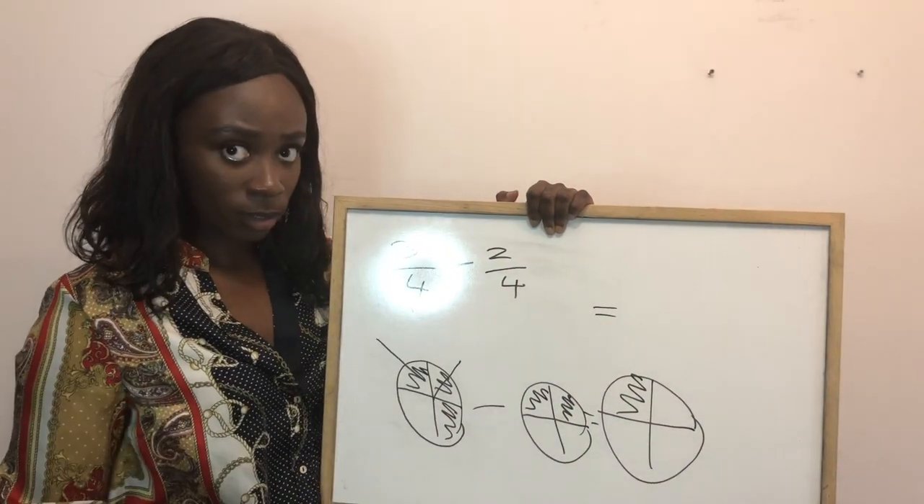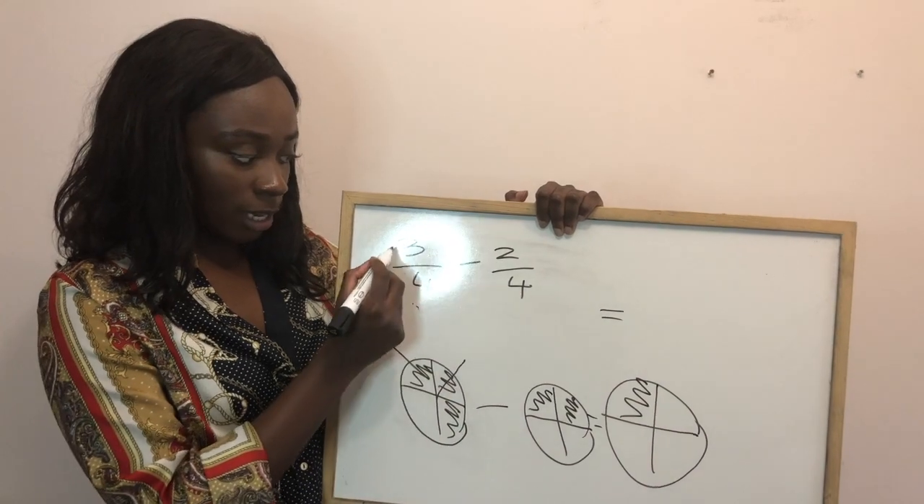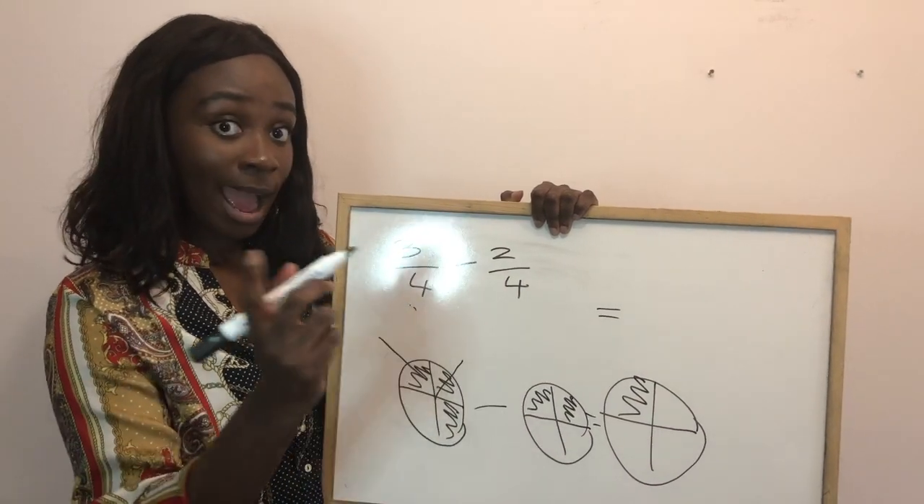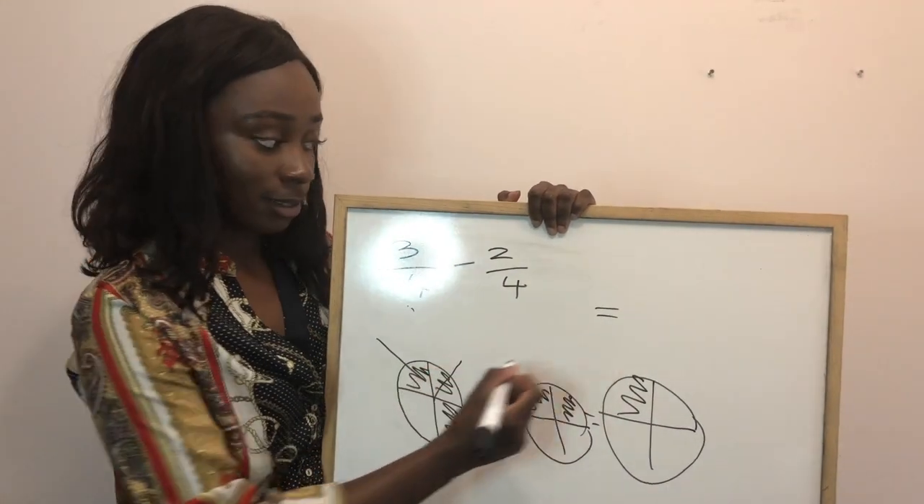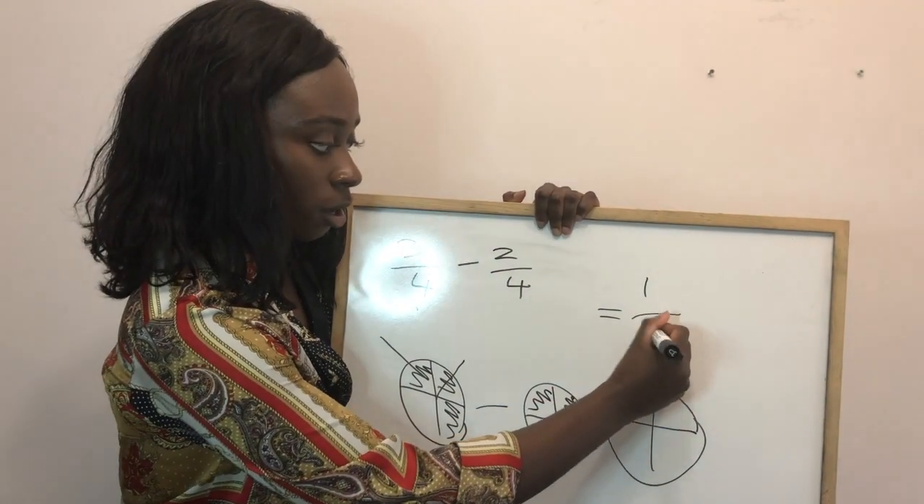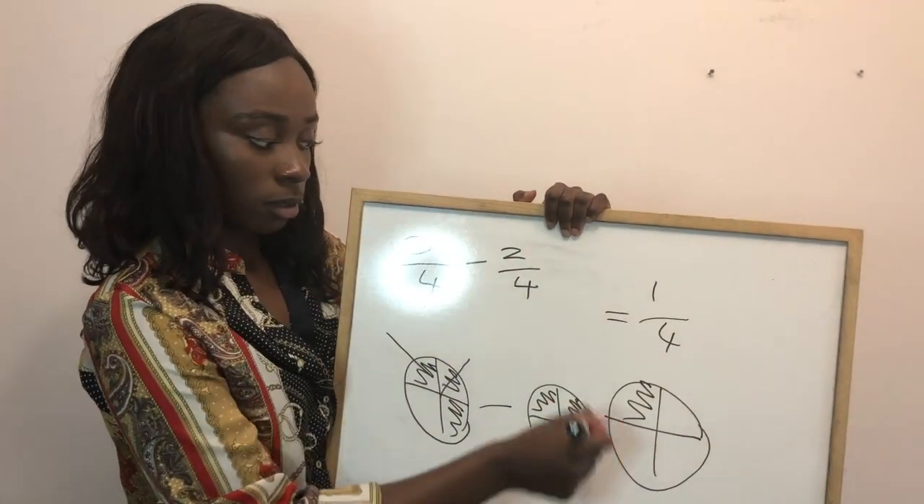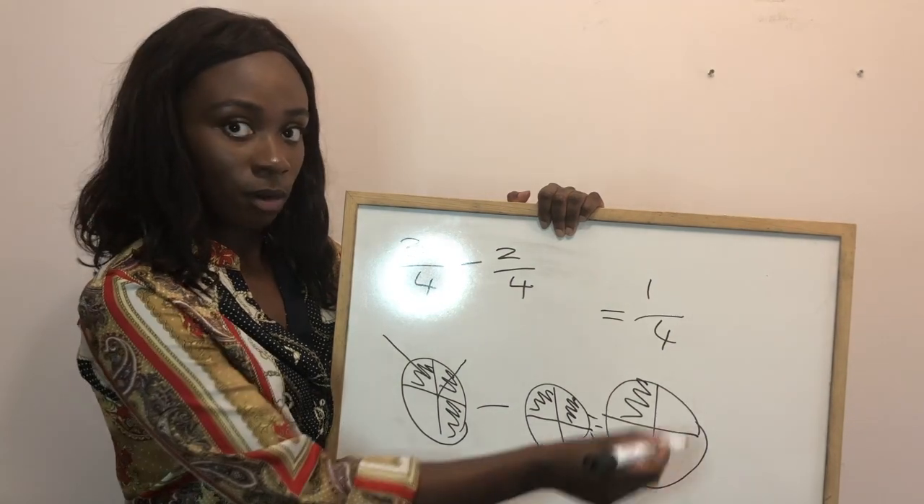Do we see how that works? So what you need to do is just take 2 away from 3, as in addition, you must keep the denominators the same, and then you've got 1 over 4. You've got 1 slice of this pancake.